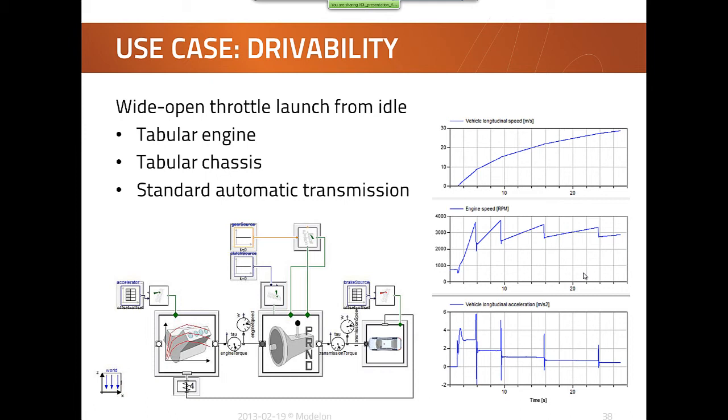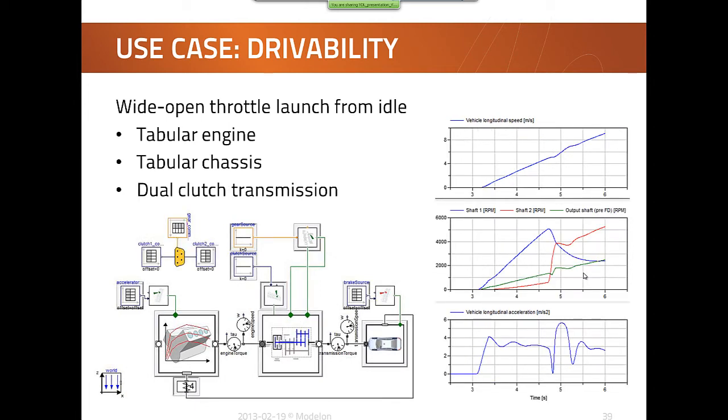First we start out with a wide open throttle launch analysis using the standard tabular engine, tabular chassis, and standard automatic transmission from the VDL. As you can see on the right, there are a lot of longitudinal acceleration characteristics happening around the shift events. Then we can easily drop in a more detailed dual clutch transmission, and you can see the results of that simulation on the right-hand side.